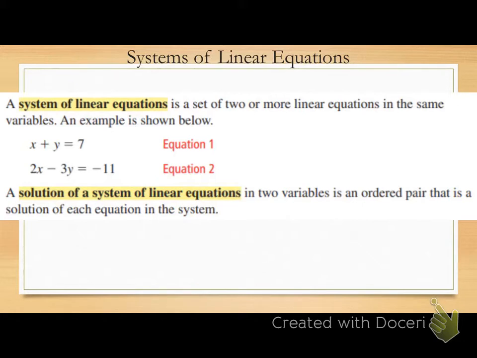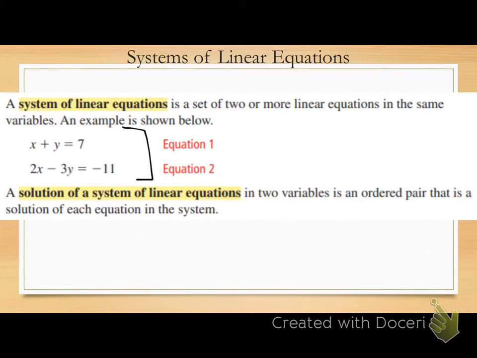So here is our system of equations right here. x plus y equals 7. 2x minus 3y equals negative 11. Those are both linear equations. They have the same variables, so that would be considered a system of linear equations. Everyone go with what a system of linear equations is.